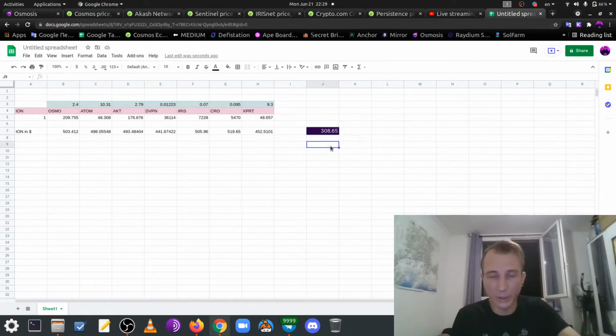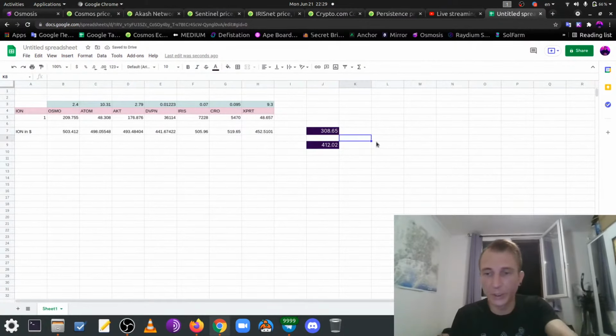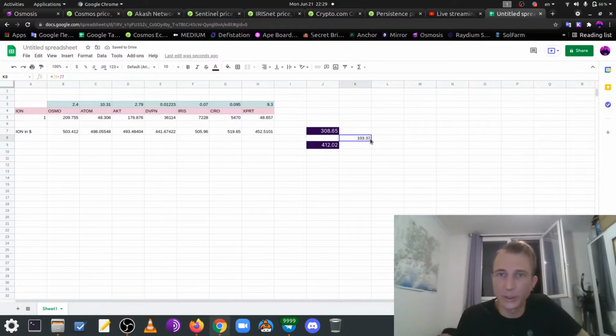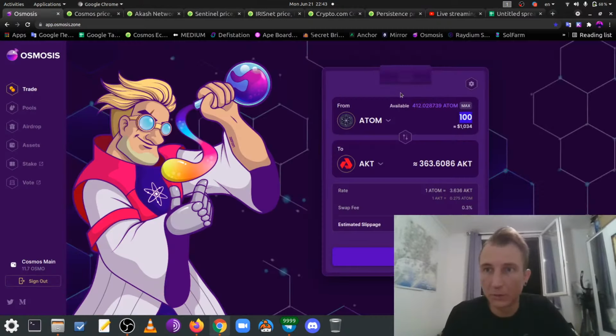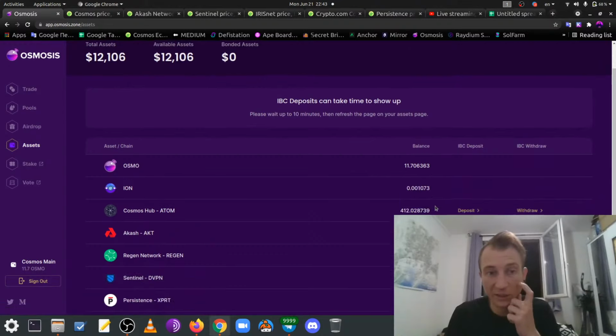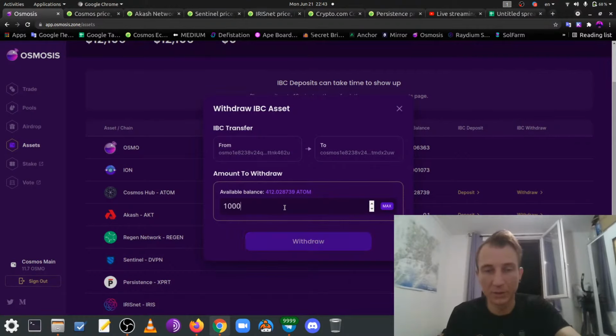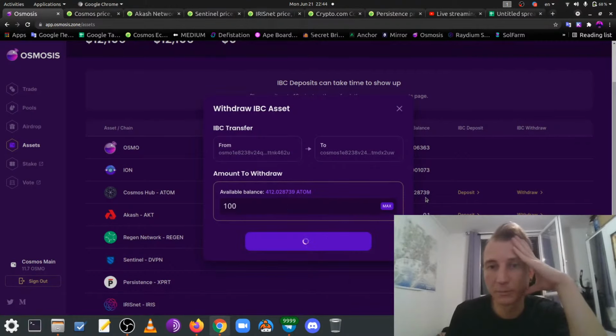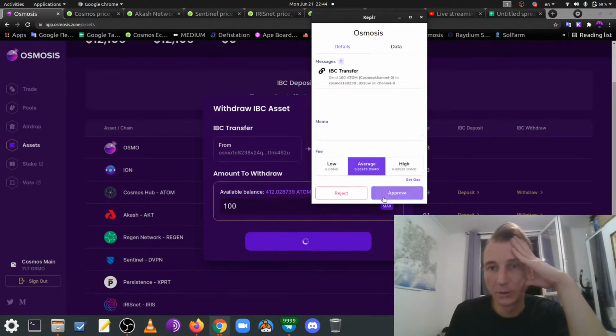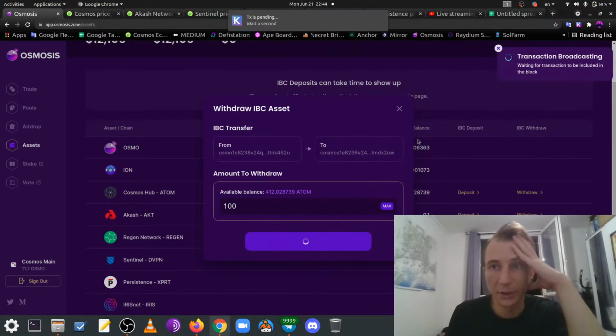Go here, click here. After we say this is, it's equal this minus this, 103.37. We were sending 100 atoms and get as the result 103.37. We go to the assets, we click withdraw 100 atoms, we accept the transaction.